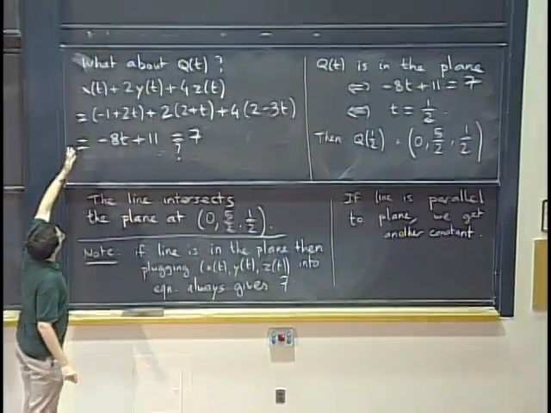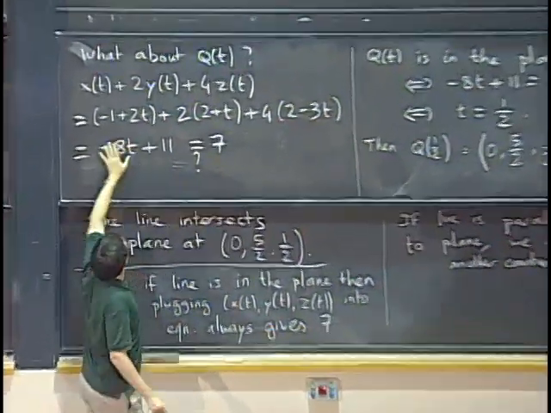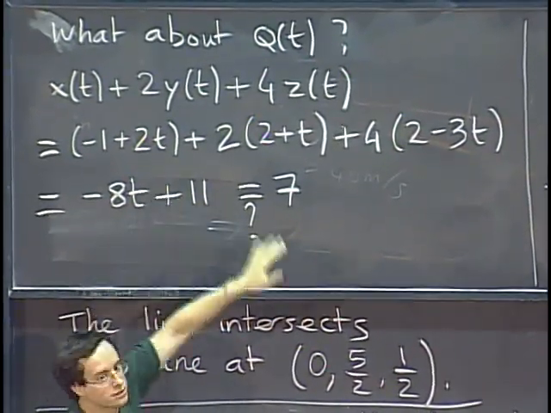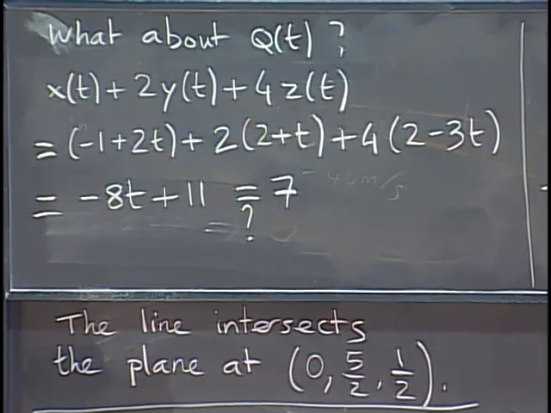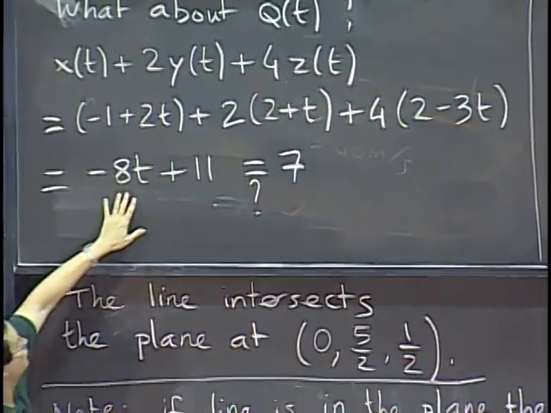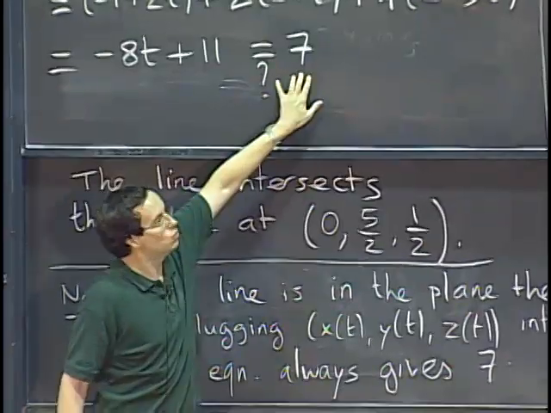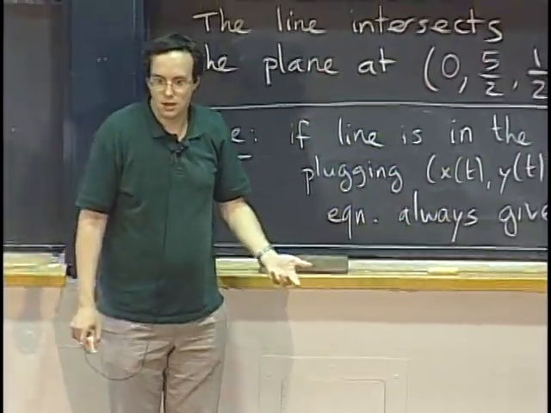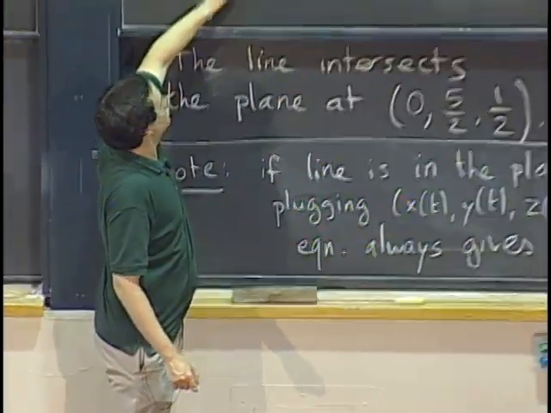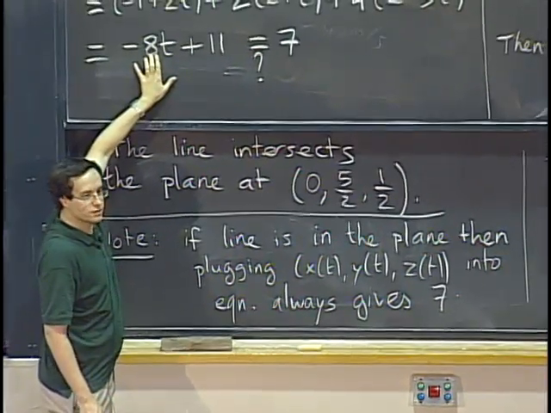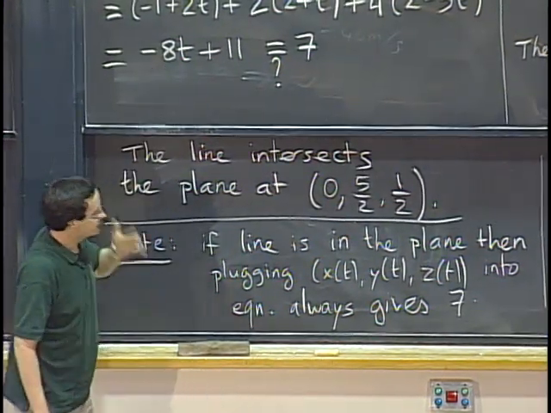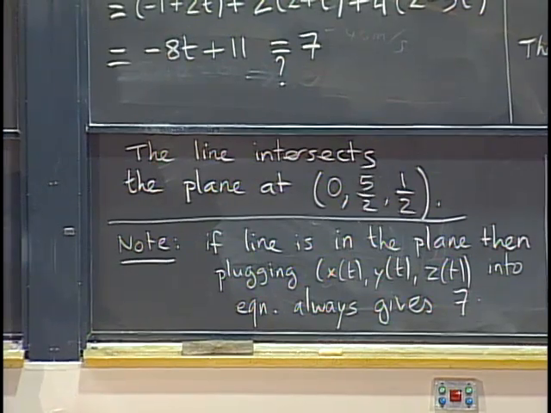In fact, when you plug these things in, normally you get a quantity of the form something times t plus a constant, because that's what you plug into the equation of a plane. In general, you have an equation of the form something times t plus something equals something, and that usually has a single solution. The special case is if the coefficient of t turns out to be 0 in the end, and that's going to happen exactly when the line is either parallel or in the plane.